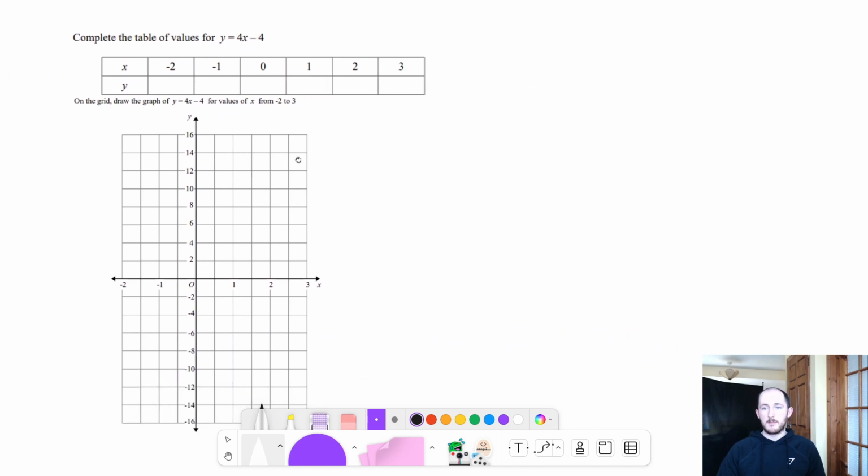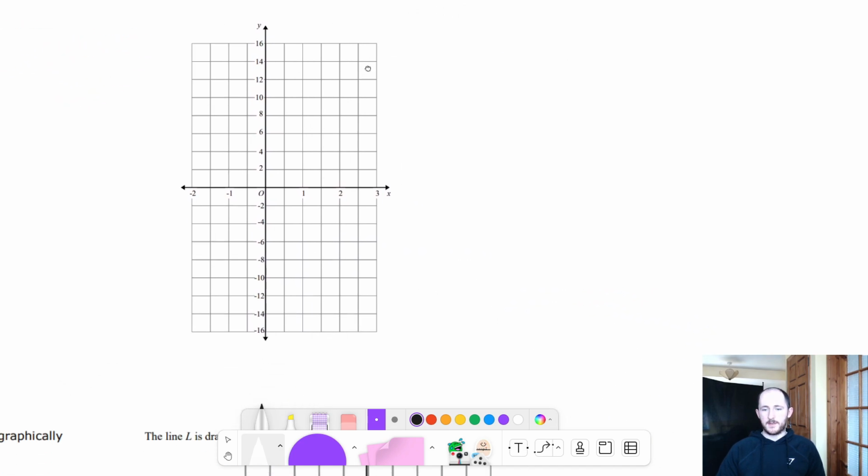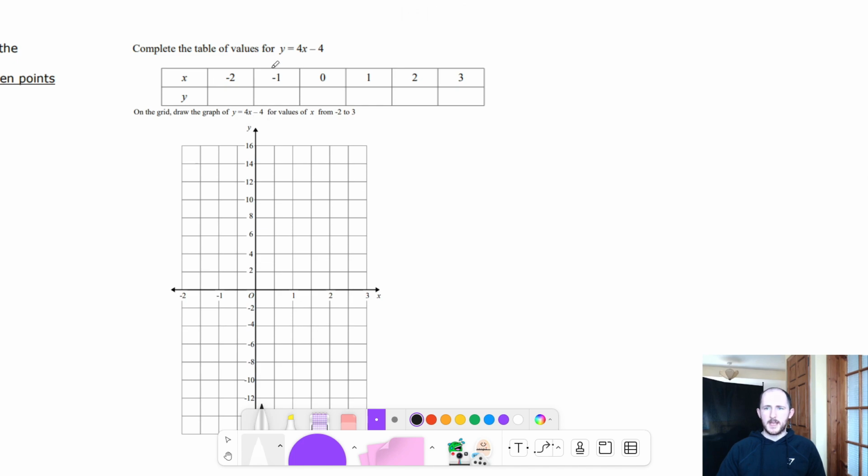So first of all, plotting straight lines, there's a few things I can do to kind of help you out with this. The first thing is all you're doing in this table is substituting in these x values. So x is minus 2, what would this become? Well, it becomes y equals 4 times minus 2, minus 4. 4 times minus 2 is minus 8, minus another 4 is minus 12.